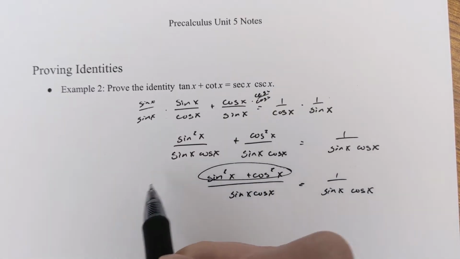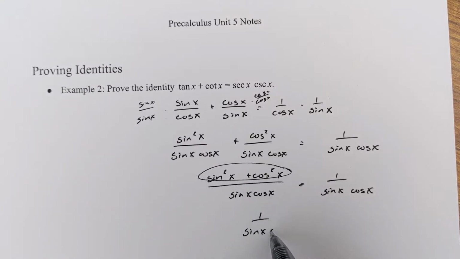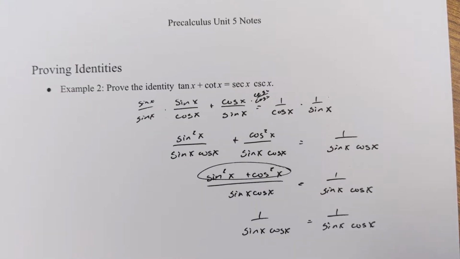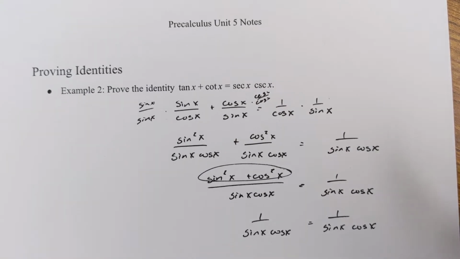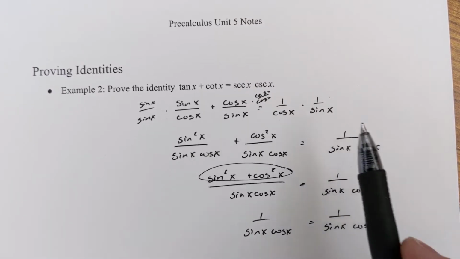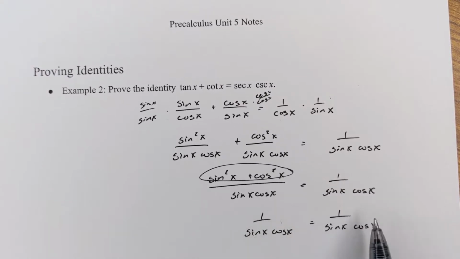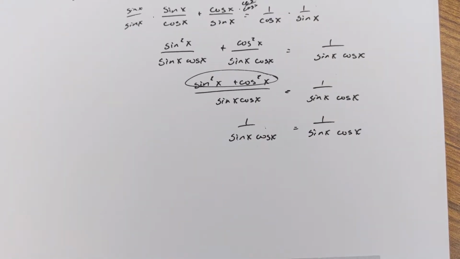Now, this is a Pythagorean identity. It's equal to 1. And I have my two sides of the equation equal to each other. So they are true. Now, what I could have done is left this as secant cosecant, and then here I'd take the reciprocal of both of those and turn them back into secant cosecant. But as long as you have the two sides equal, you're done.